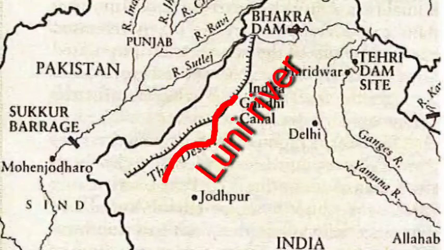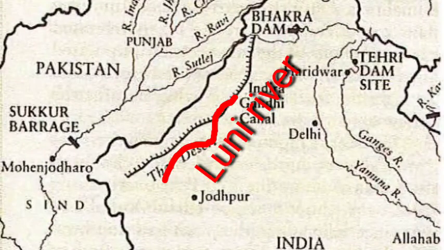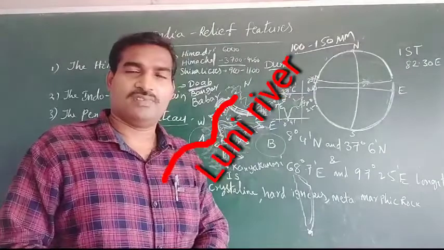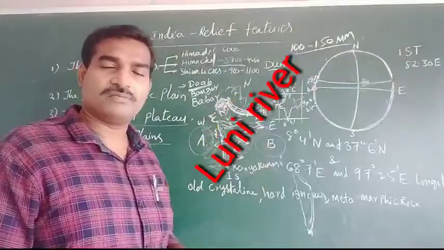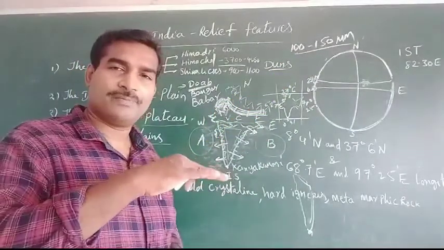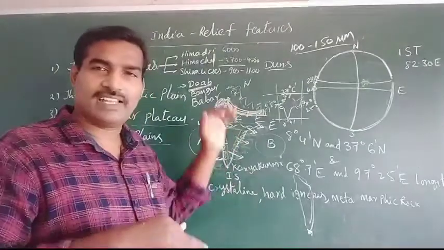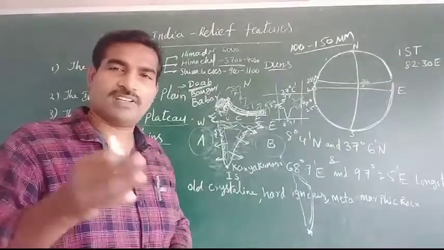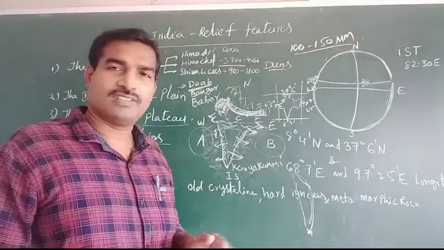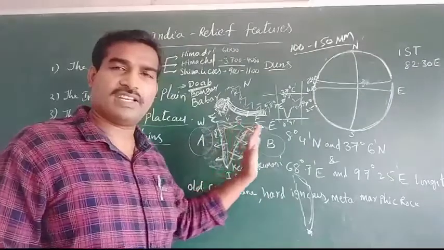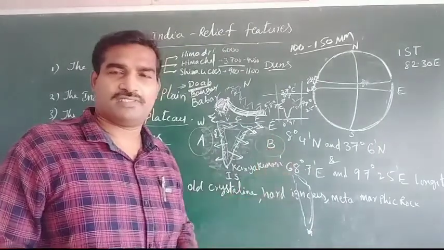Luni river, it is an internal drainage river. We call it Antarbhubhaga nadi. It does not reach the sea, it only evaporates in particular areas or in the land areas only. Internal drainage rivers. You know rivers, west flowing rivers and east flowing rivers.